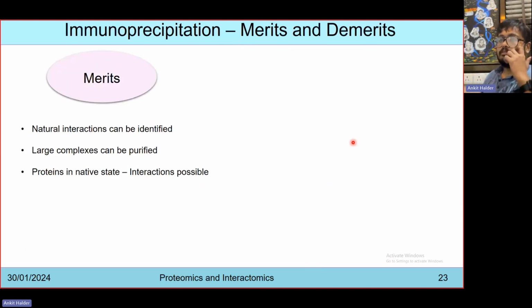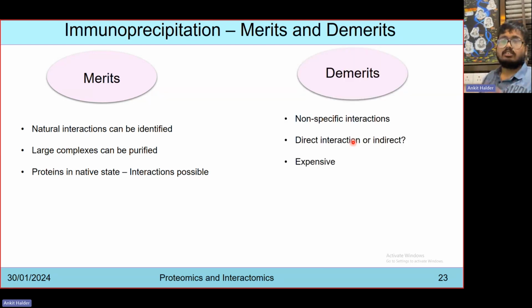Now immunoprecipitation has certain merits: natural interactions can be identified, you can purify large complexes, and proteins are in native states, which makes those interactions possible. But the demerits are the non-specific interactions. If your antibody attaches in a very non-specific way, then what do you do? The second major question concerns the interactions.